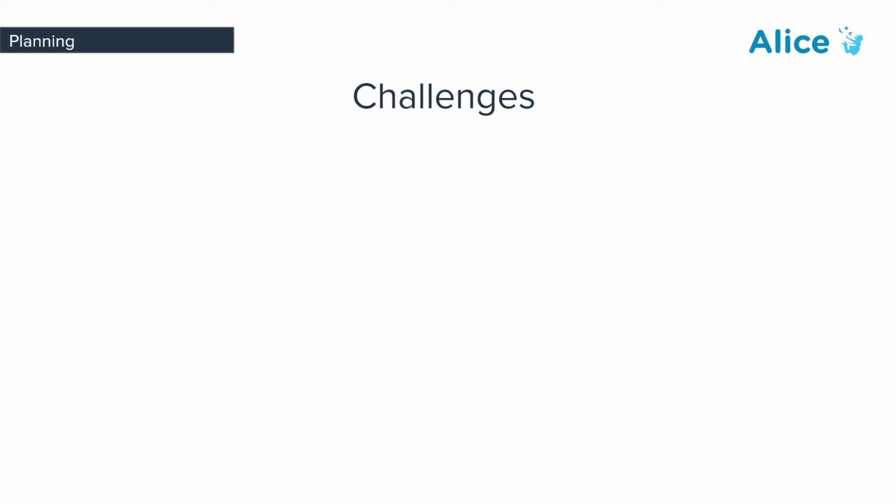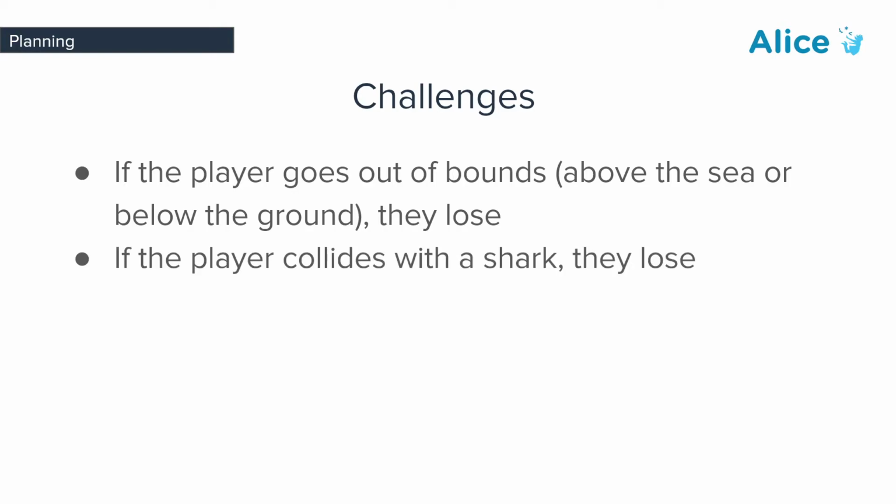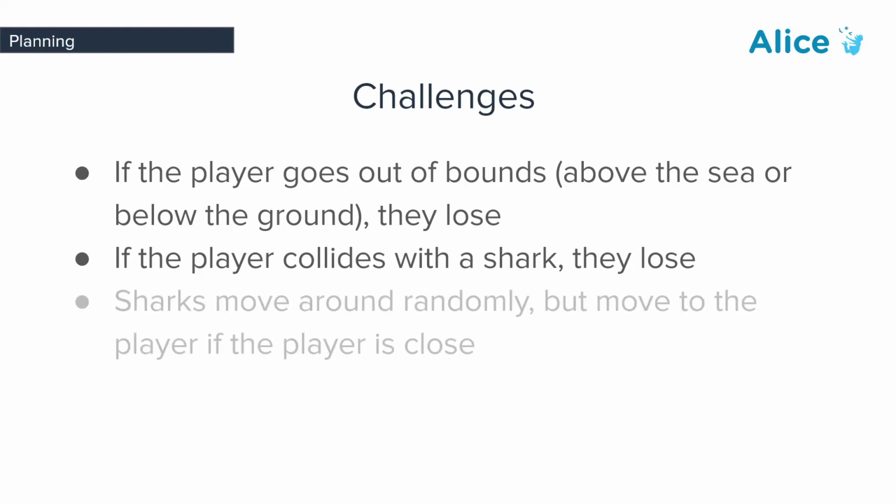Next, to make the game more interesting, let's add some form of challenges and defeat conditions. To do this, we will add antagonists, sharks. If the player goes out of bounds, above the sea level, or below the ground, they lose. If the player collides with a shark, they also lose. Finally, sharks move around randomly, but they move to the player if the player is close.